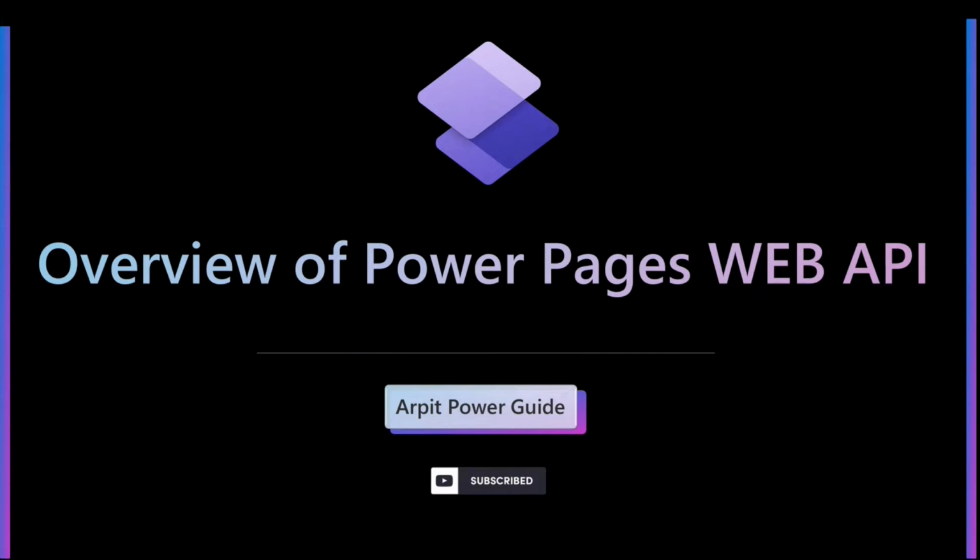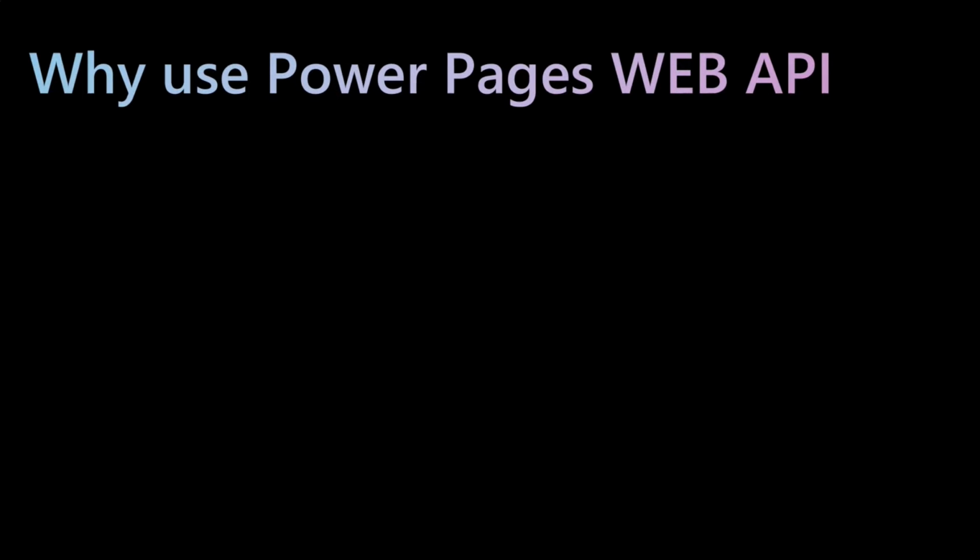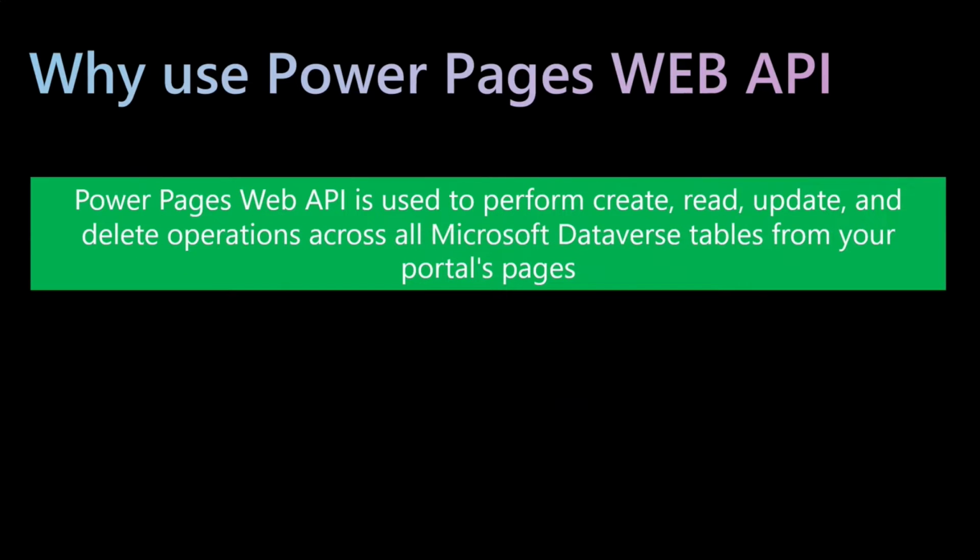All right. Now, if I talk about why we use the Power Pages web API, we should know its capabilities, and we should also know what it cannot do in Power Pages. The Power Pages web API is basically used to perform CRUD operations, along with some additional options like associate and disassociate, across all the Microsoft Dataverse tables from your portal pages.